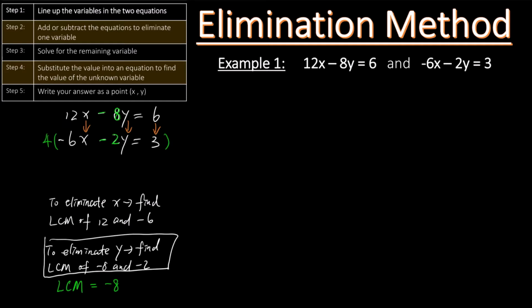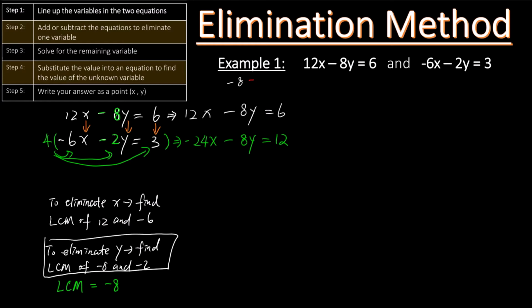Since the first equation doesn't change, I just copy it right here. We have 12x minus 8y equals 6. In the second equation, we need to multiply 4 by each term. So we have negative 24x minus 8y equals 12. And now we can do the subtraction, because negative 8 minus negative 8 is equivalent to negative 8 plus 8 equals 0. So we use the subtraction.